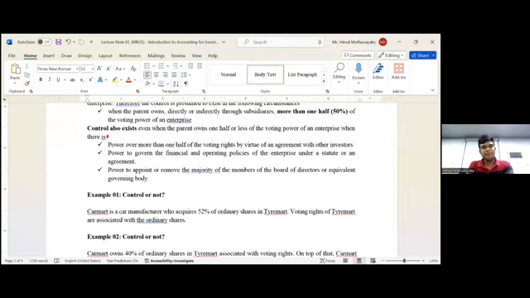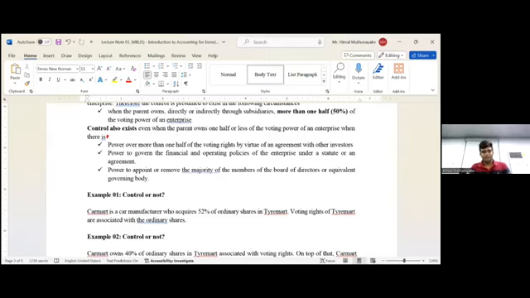And the third point, power to appoint or remove the majority of the members of the board of directors or equivalent governing body. So if you can remove or appoint the majority of members of the board of directors, right? Then you have power over that company. So make sure when you're answering a question, if your company has acquired only 40% of voting rights, still the control can be there, right? Because of these reasons.